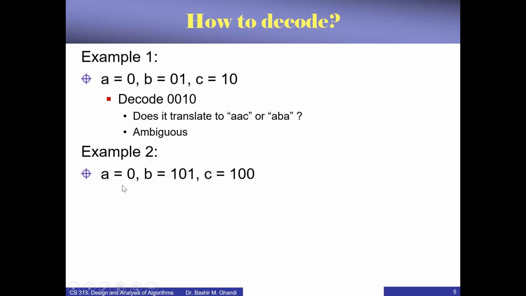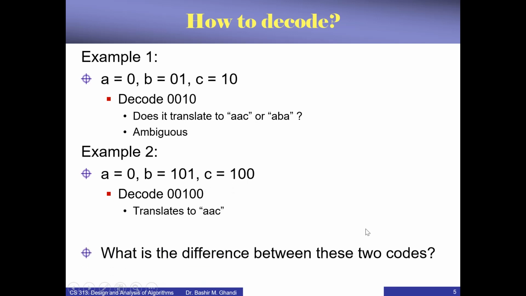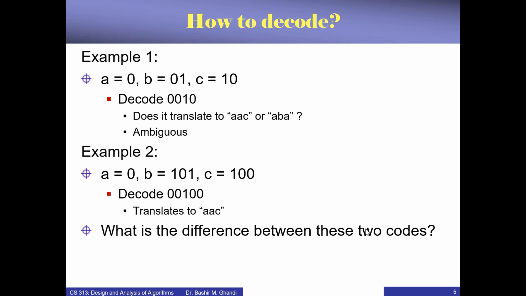So look at our second example. Suppose instead we assign A is still 0, but B as 101 and C as 100. Now with this sequence, we can easily decode. There is no ambiguity at all. If we see 0, definitely it is A. Now if we see 100, then we conclude that it is C. The question is, what is the difference between these 2 codes? The difference is what we call prefix code. The second one is called prefix code, whereas this first one is not.